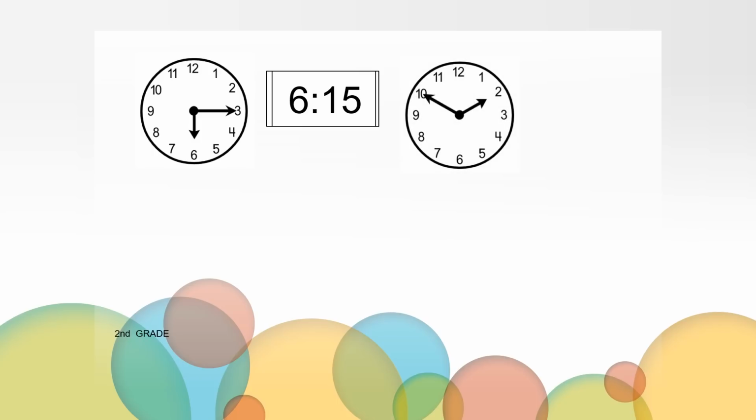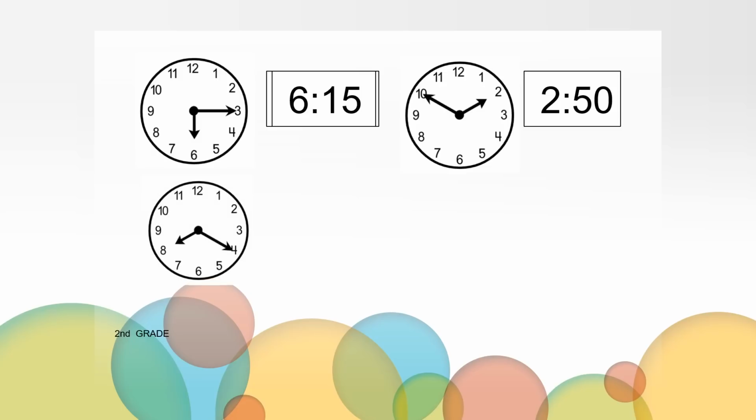We are going to do 4 more. Write down the digital time. Does this match what you wrote down? What time does this clock show? How did you do? What time does this clock show? Does the time that you wrote down match the time shown?